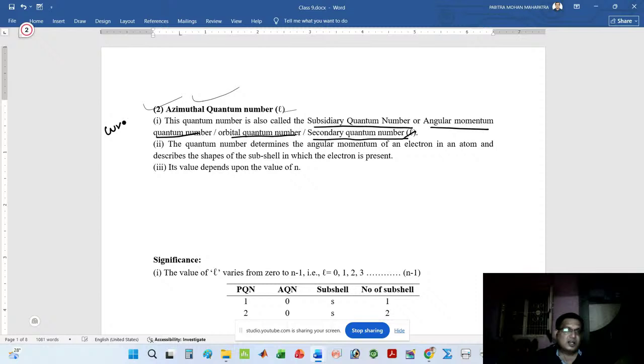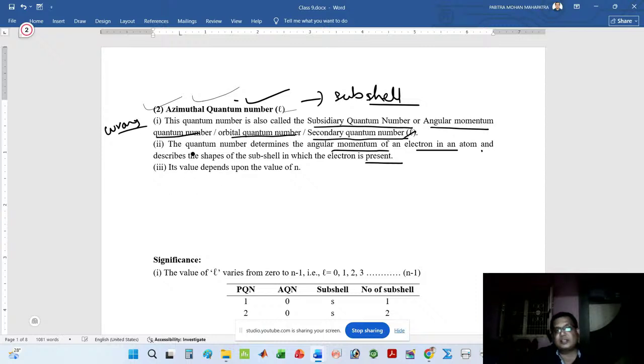What is the importance of the azimuthal quantum number? It is actually used to determine the angular momentum of an electron in an atom. And the main point is it explains the shape of the subshell in which the electron is present. Actually, the azimuthal quantum number deals with the subshell.